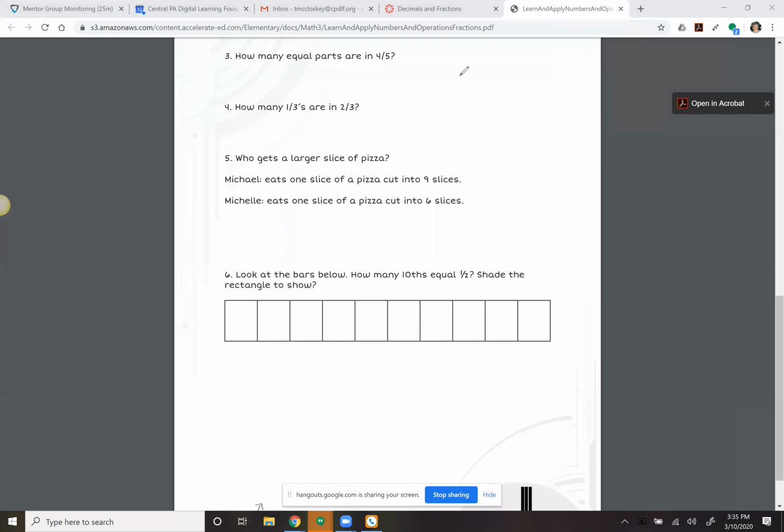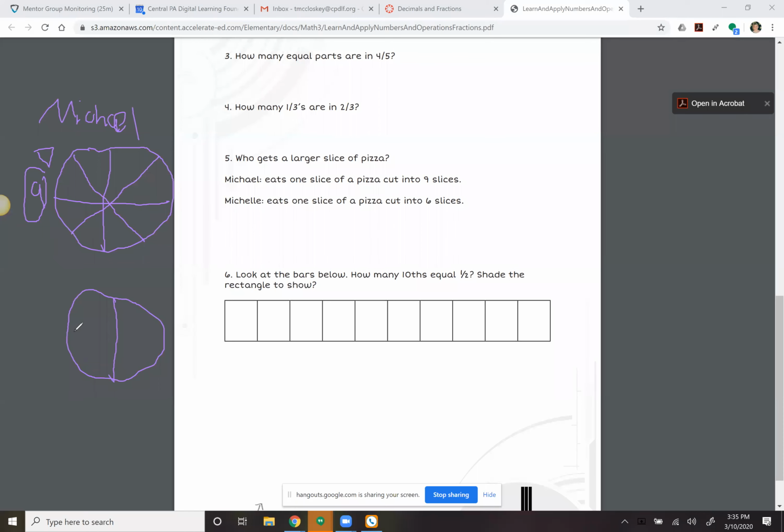So let's take a look here. This is Michael over here. Okay, he has, ooh, look at that pizza. That's a beautiful pizza. I know, it's okay to laugh at Miss Tori because this is horrible. 1, 2, 3, 4, 5, 6, 7, 8. And pretend there's another piece here. I'm going to give him another piece. He has 9 pieces, okay? And Michelle has 6.